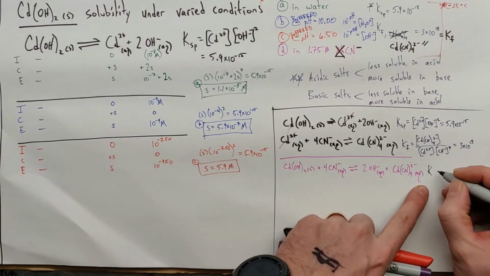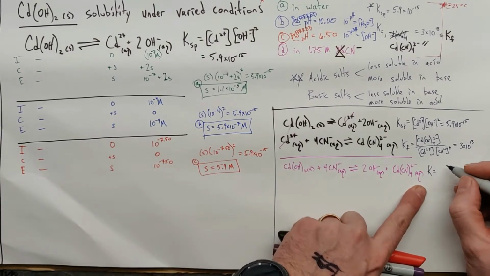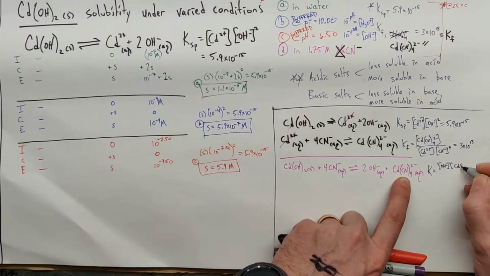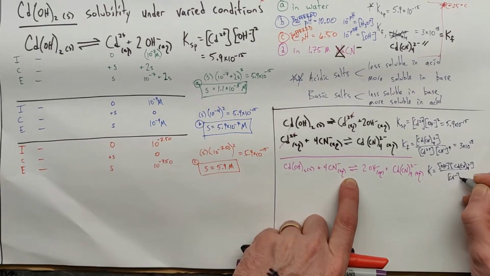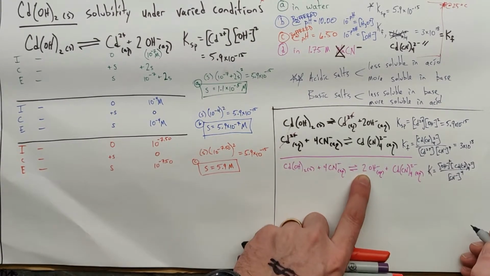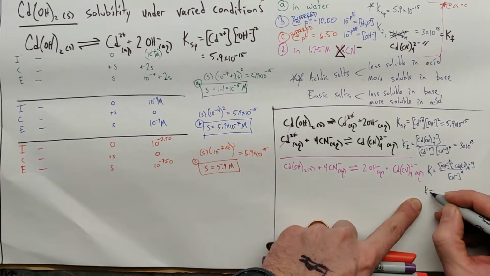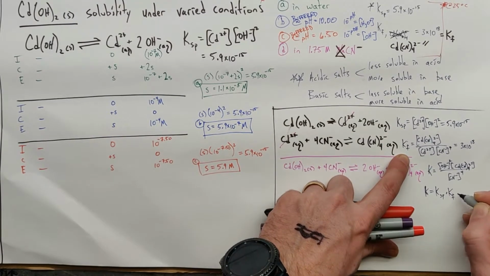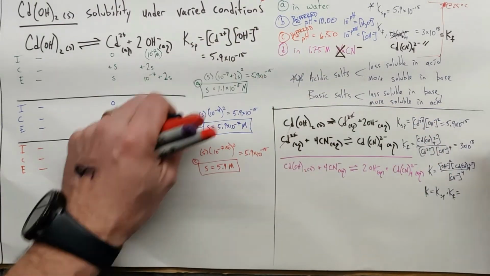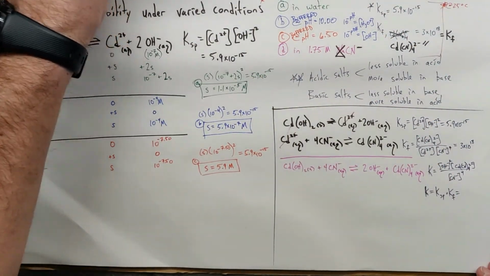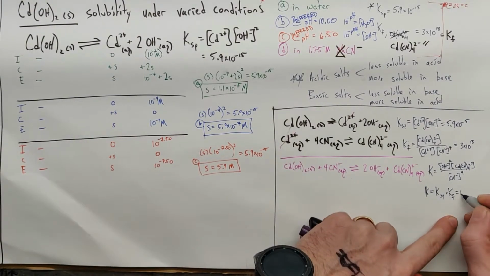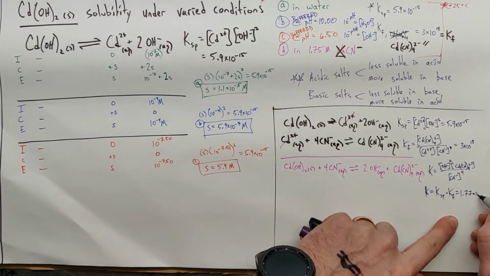The K for this expression is going to be products over reactants to their coefficient powers. So we've got that hydroxide polyatomic ion, our cadmium cyanide complex, over those cyanide ions to the 4th power, and this is to the 2nd power for that hydroxide. And this K is our Ksp times our Kf, and that's 5.9 times 10 to the minus 15th and 3 times 10 to the 18th, and we end up with 1.77 times 10 to the 4th.